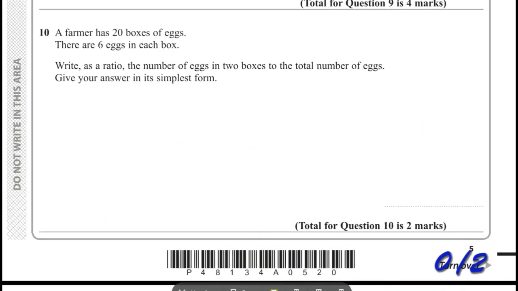Question 10. A farm has 20 boxes of eggs, and there are 6 eggs in each box. Write as a ratio the number of eggs in 2 boxes to the total number of eggs.